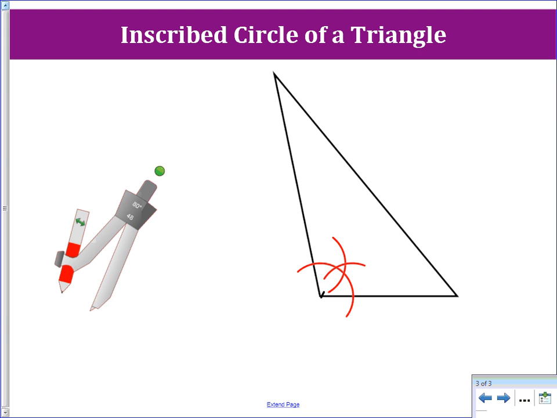From here, we have to connect and draw our line for our angle bisector. We are connecting our vertex to the angle bisector, and that is our first angle bisector that we have constructed. So we have one angle bisector so far.